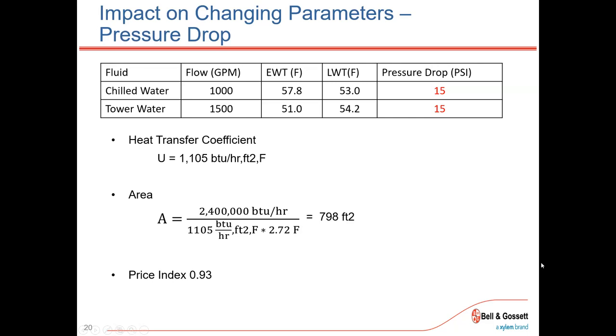1105 per square foot. Now, in just plugging that in by changing that heat transfer coefficient, by increasing that pressure drop, we're now resulting in a lower surface area where before our surface area was 915, now we're down to 798. And granted, it may not be a significant portion, but it's a 7% price index reduction based off of the standard. And depending on how important the pressure is and how it scales out, it's just a variable to think about.